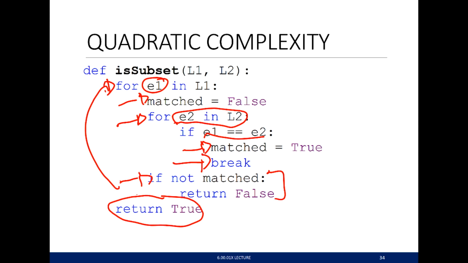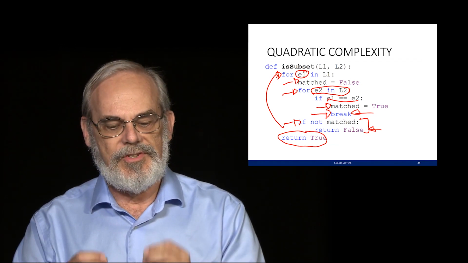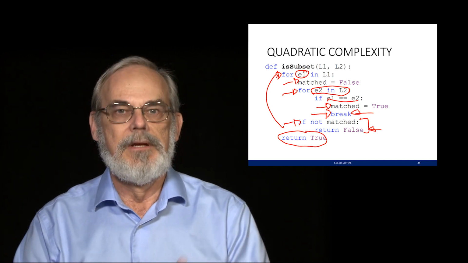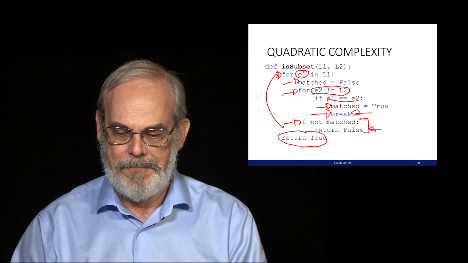Even though I could break out of either of those loops, we know that it's the worst-case behavior we're interested in, and that's going to happen when L1 is in fact a subset of L2, because I'm going to search through all of L1 looking for that solution. The key thing I want you to notice, stepping back from this, is that I've got a nested loop, a loop inside of a loop. That's characteristic of quadratic complexity, and let's see why.